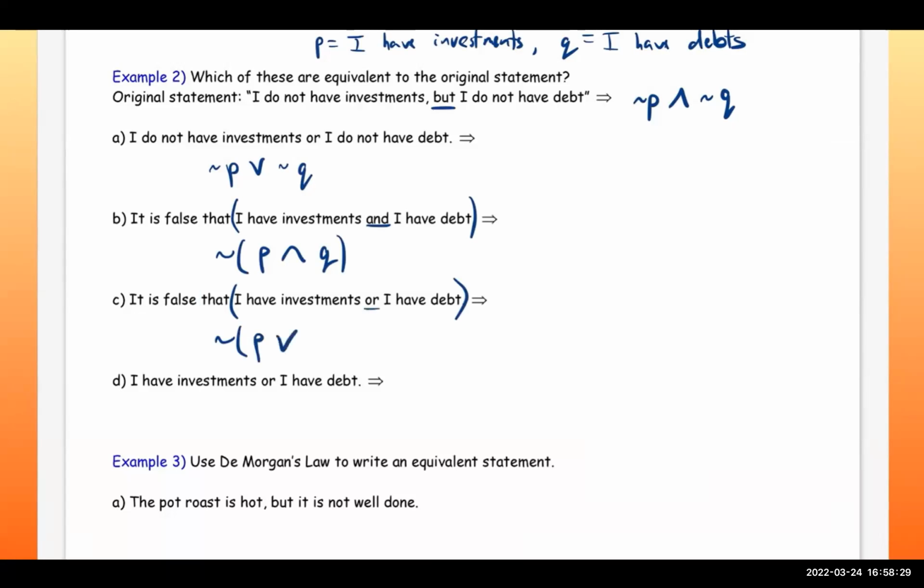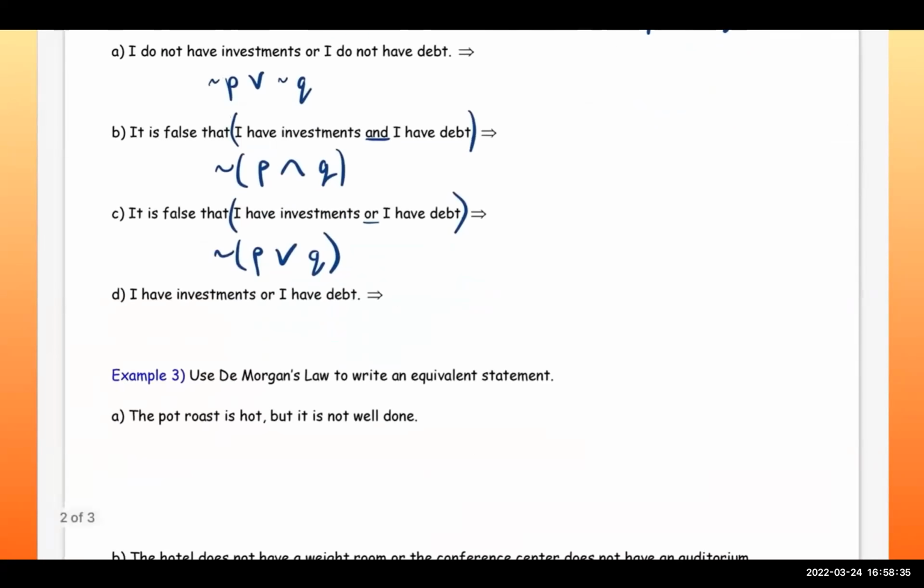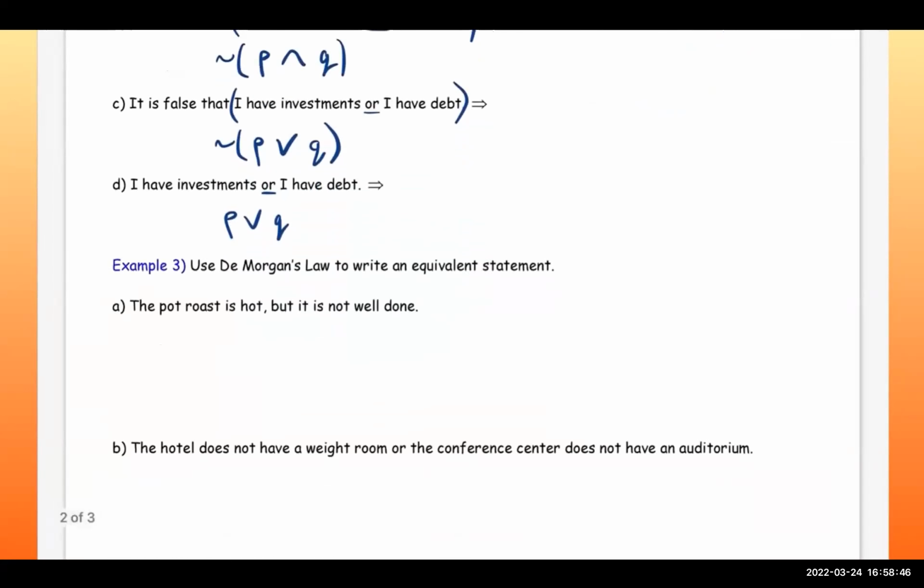All right, I have investments or I have debt, that would be P or Q. All right, so we've gotten through that. Now let's go to example 3. Use De Morgan's law to write an equivalent statement. All right, the pot roast is hot, but it is not well done.